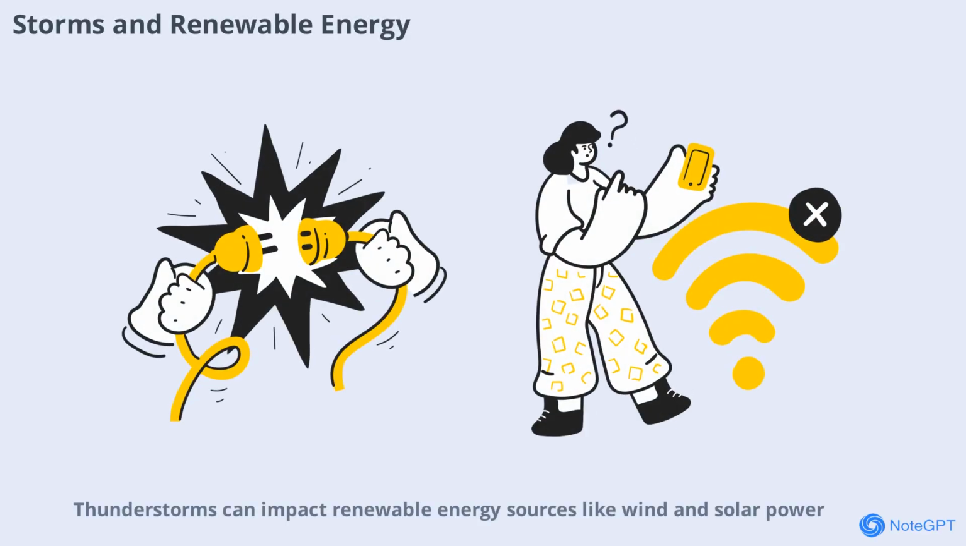Thunderstorms can impact renewable energy sources like wind and solar power. High winds can damage turbines, while heavy clouds reduce solar output. However, storms also highlight the need for resilient energy systems that can withstand extreme weather. Engineers are developing new technologies to make renewable energy more reliable, even during the wildest storms.